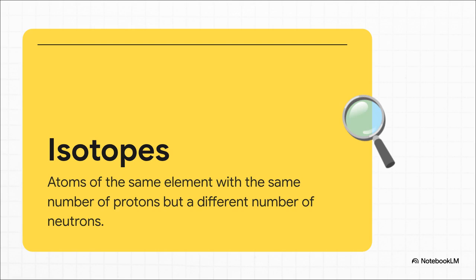So what happens if you play around with the number of neutrons? Well, you get something called an isotope. Because the proton number hasn't changed, it's still the exact same element. It just has a different mass. They're kind of like chemical twins. They look and act the same, but one is just a little bit heavier than the other.